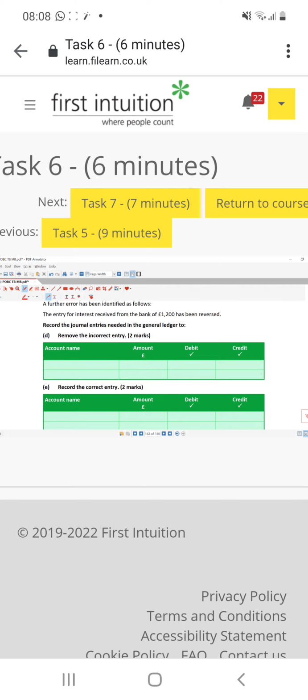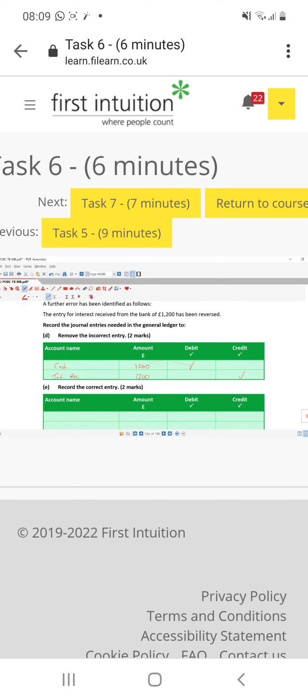And this is for the entry of interest received from the bank of £1,200, which has been reversed. So what we need to make sure that we do here now is, like last time, remove the incorrect entry. So for this here, if it's interest received, in order to do that, we will go cash 1,200, and debit. But then, as well, for the interest received for 1,200, we will credit that interest received account.